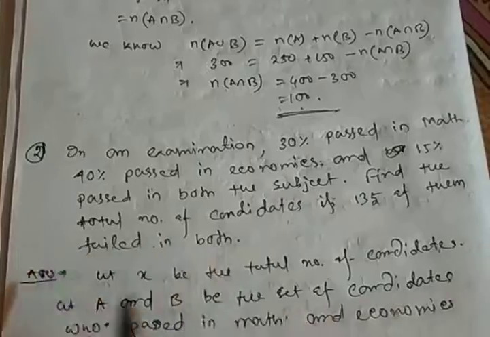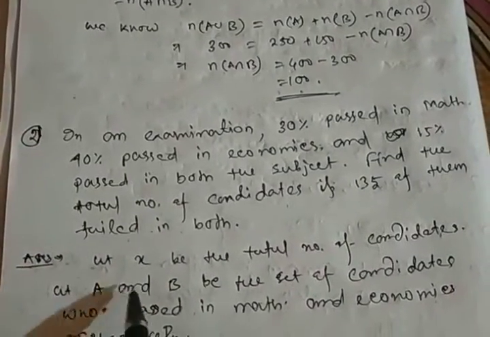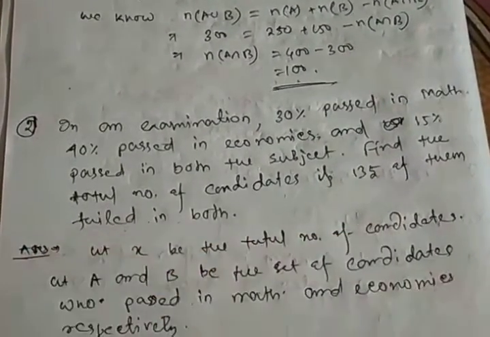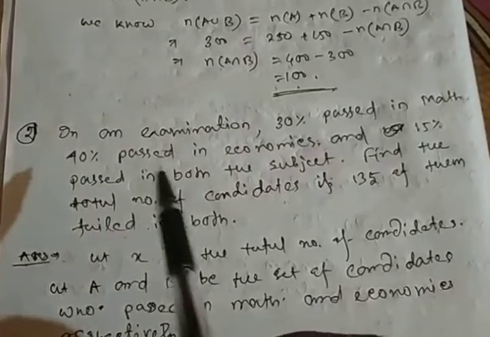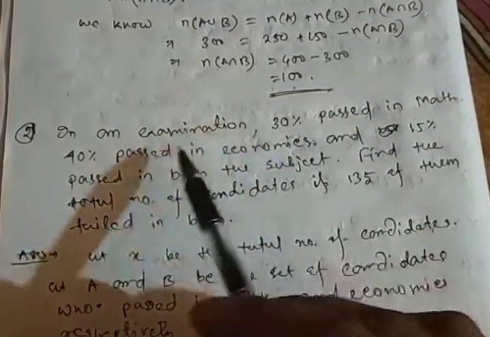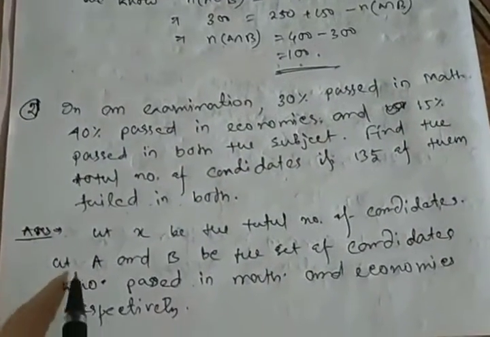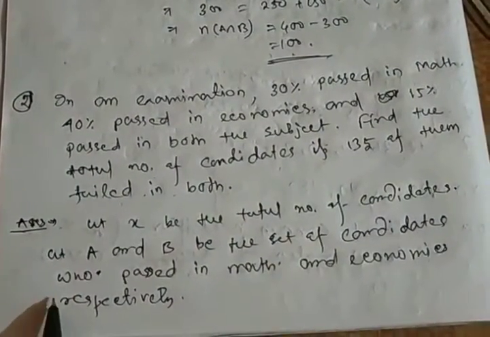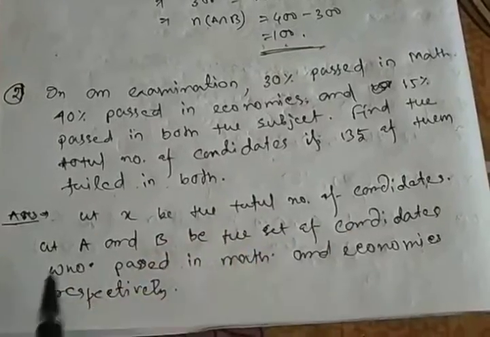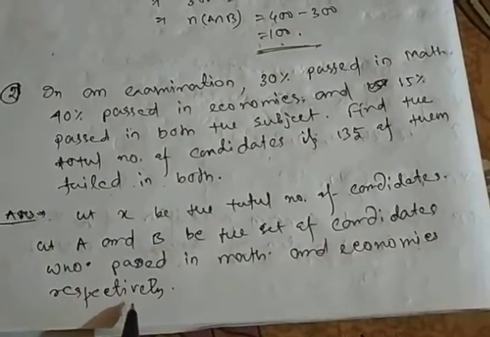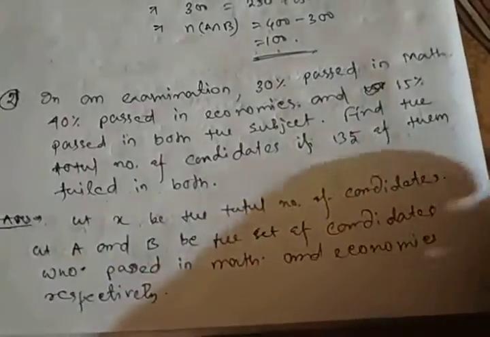Okay, so first we take a variable: let x be the total number of candidates. Second, we have to take two sets for math and economics. So let A and B be the sets of all candidates who passed in math and economics respectively, A for mathematics and B for economics.